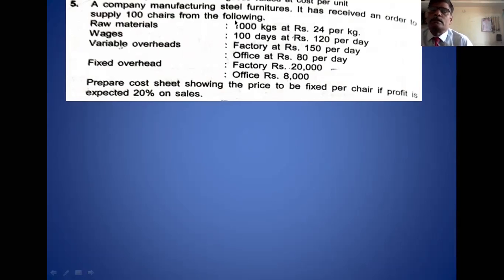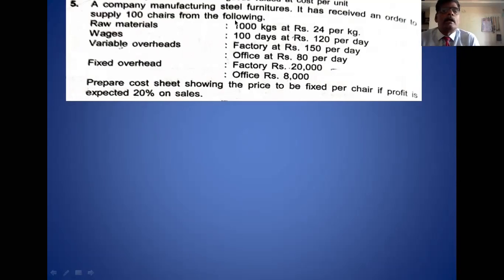And in the office you require 80 per day. Per day office expense is 80. For 100 days, you calculate. Then fixed is always fixed. In the factory, 20,000 amount is fixed. In the office, 8,000 is fixed. This is not depending on the production.